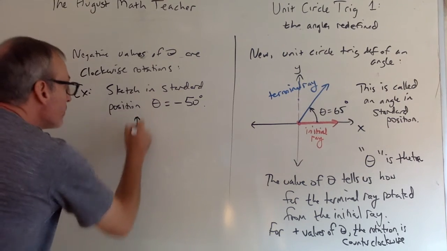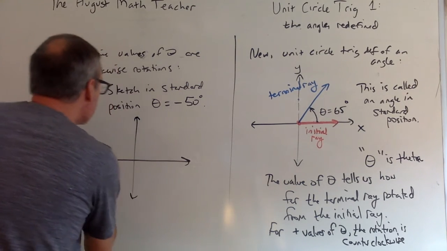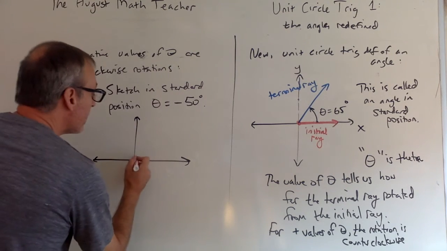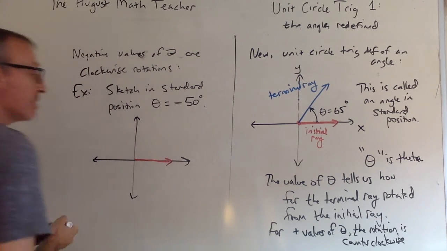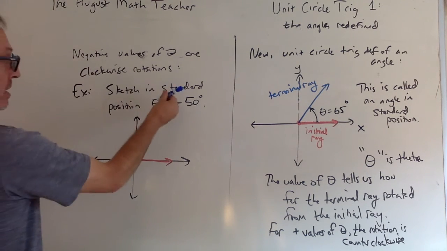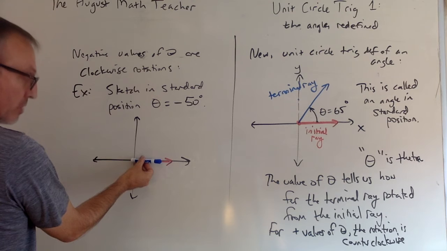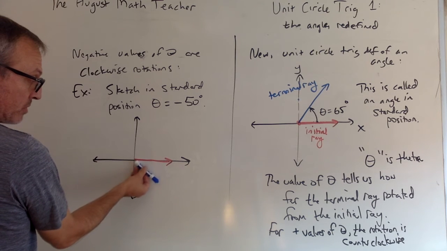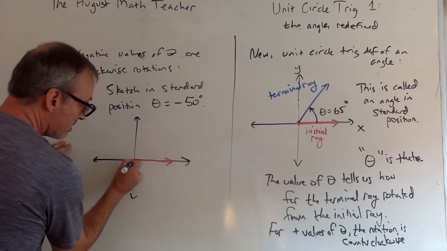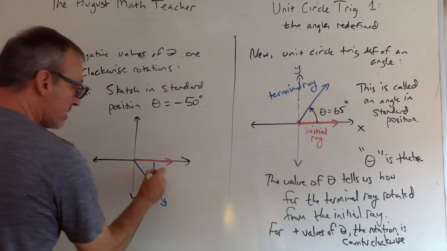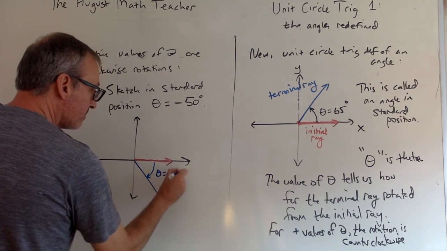So all you do is you draw the x and the y axes. You always do that. You always draw the initial ray, and I'm just going to keep going with red here for the initial ray. You don't have to write initial ray. It's understood. And the terminal ray, you say negative 50, think of a rotation. Because starting on there, negative means clockwise, down. And so I rotate down 50 degrees. You just kind of eyeball it, looking past halfway. And you have to draw this arrow. And there is theta equals negative 50 degrees.